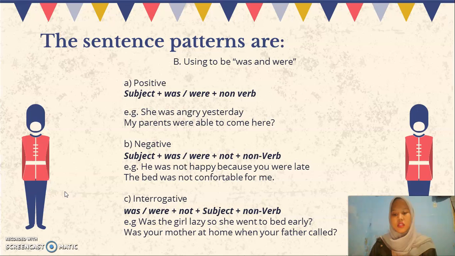Okay, the next patterns are interrogative. The formula is was or were plus subject plus non-verb. For example, was the girl lazy, so she went to bed early? And another example is, was your mother at home when your father called?